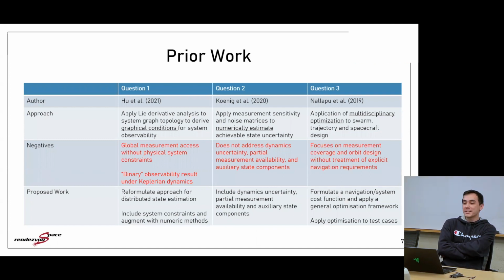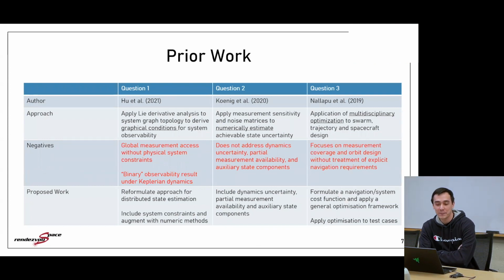So yes, there has been some prior work done here. First of all, in terms of this analytic observability question, we have this Lie derivative approach done by Hu et al., where they look at the graph topology and try to figure out whether the graph is observable for an angles-only system. The issue is that they assume global instantaneous measurement access across the whole system, which isn't necessarily realistic for a distributed navigation system. So we want to reformulate that a bit.